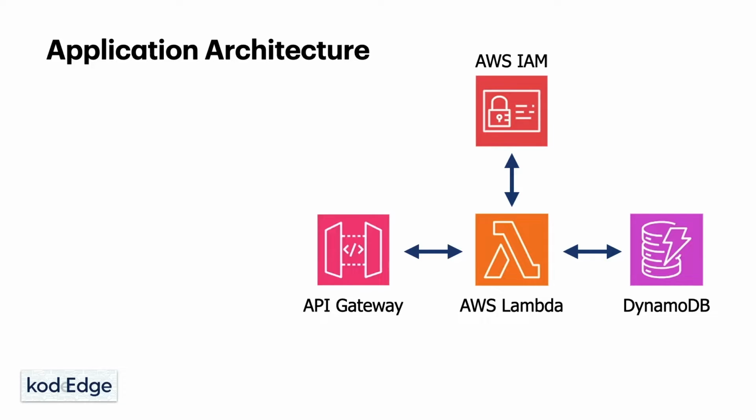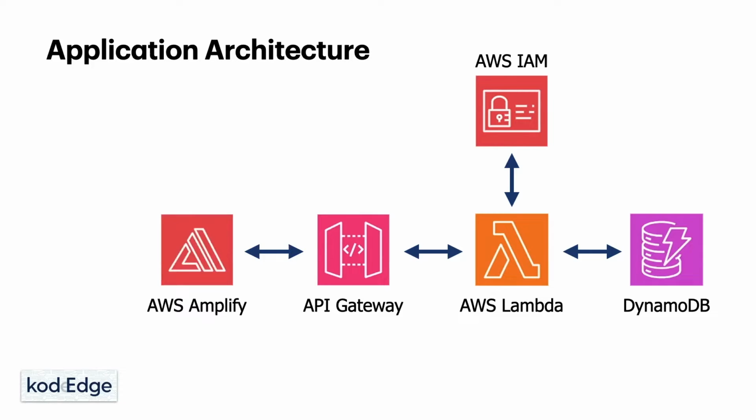After that, we will use API Gateway to create the RESTful APIs that will allow us to make calls to our Lambda function from a web browser or from any client. So here API Gateway will act as a middle layer between the front end and our serverless backend.